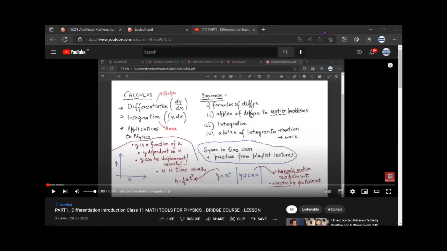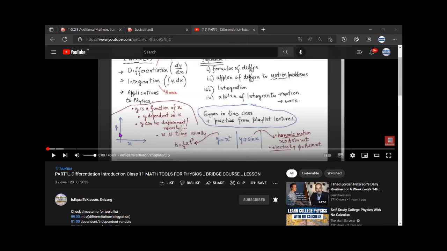So Ms. Avantika, this is what we discussed last time. Introduction to calculus. I'll just spend 2 minutes discussing what we had discussed and then we'll start. So we started with a broad classification of calculus in two parts, differentiation and integration.